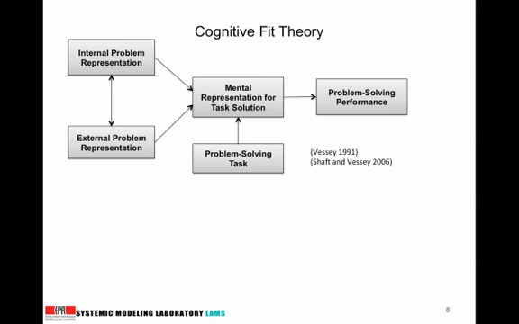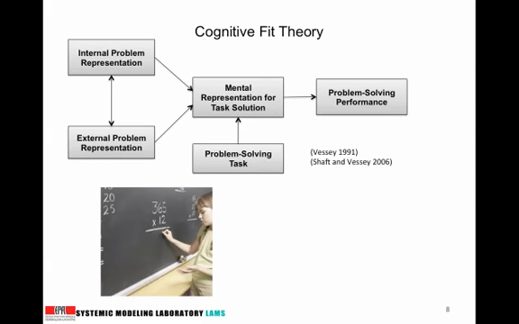Internal problem representations are those knowledge structures that reside in the mind of the people, in the memory, in the working memory of the people. They apply these two to form a mental representation of the task solution, and then they carry out the problem-solving task. Now, we can give an example of carrying out a task of multiplication of 365 by 12.